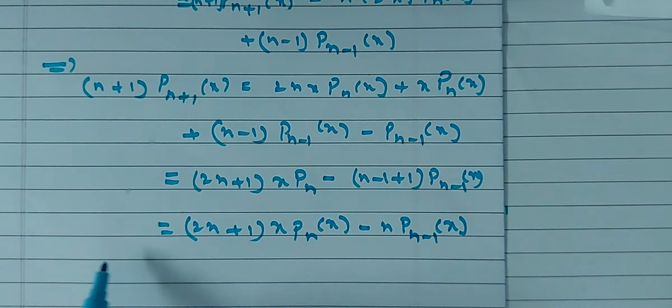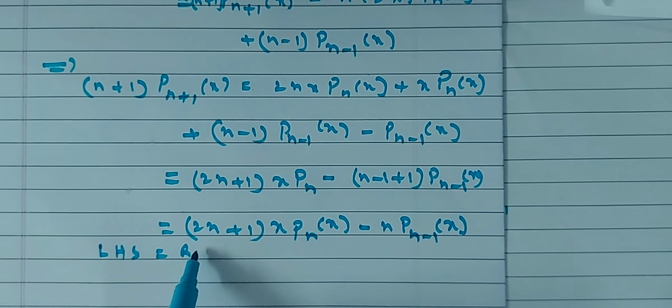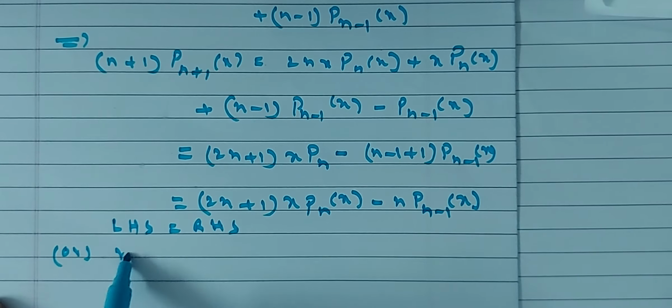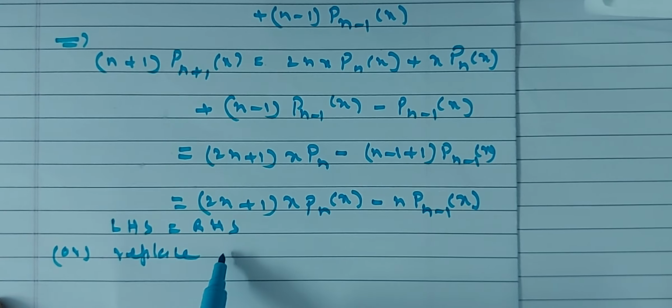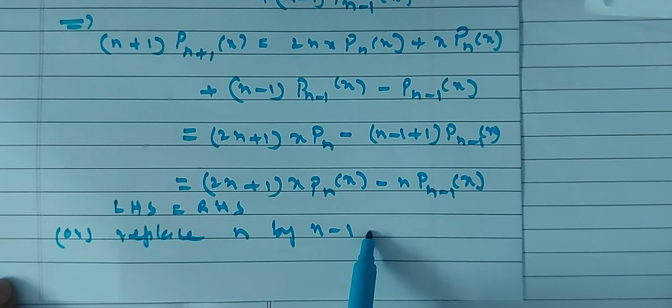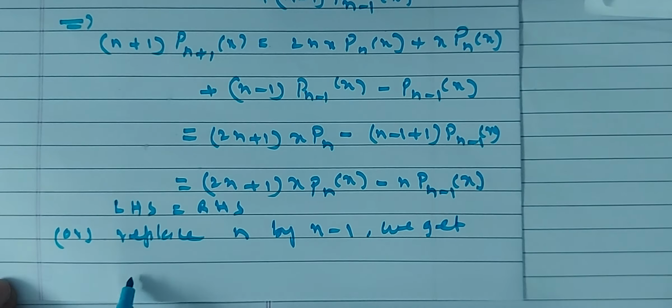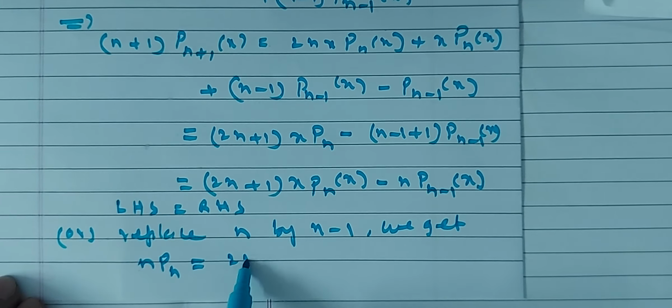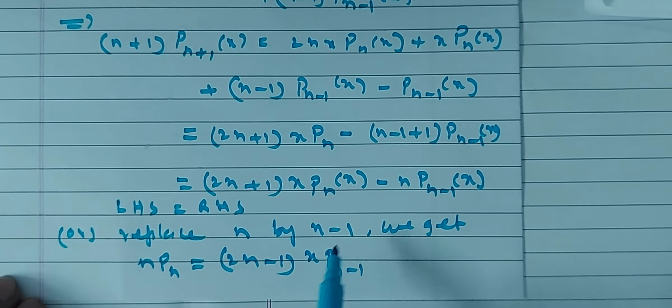Next, this is LHS equal to RHS, or replace n by n minus 1, we get n Pn is equal to (2n minus 1) x Pn minus 1 minus (n minus 1) Pn minus 2. The result we get.